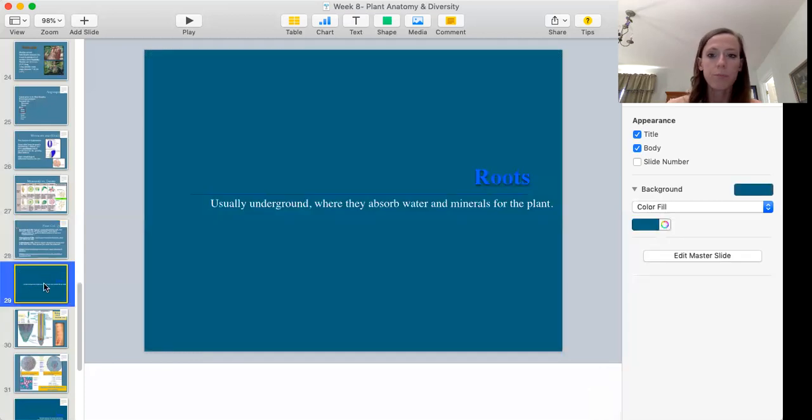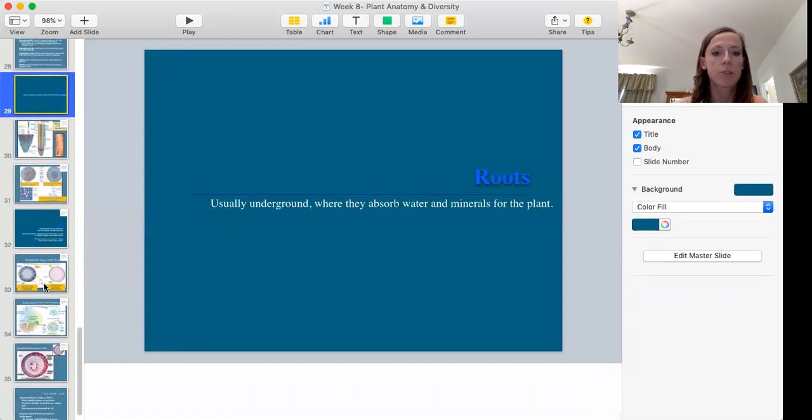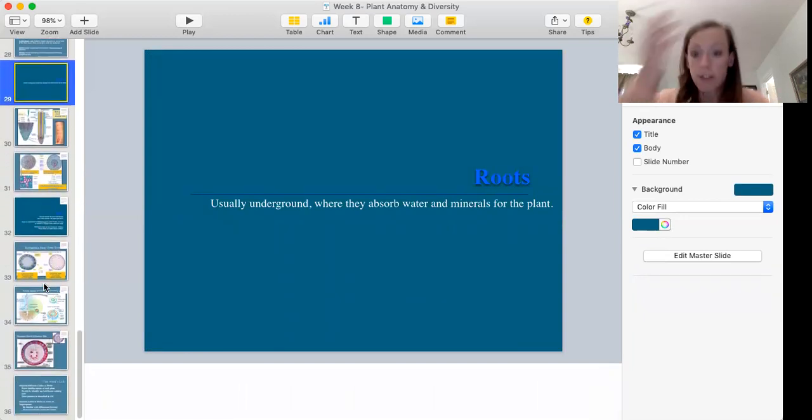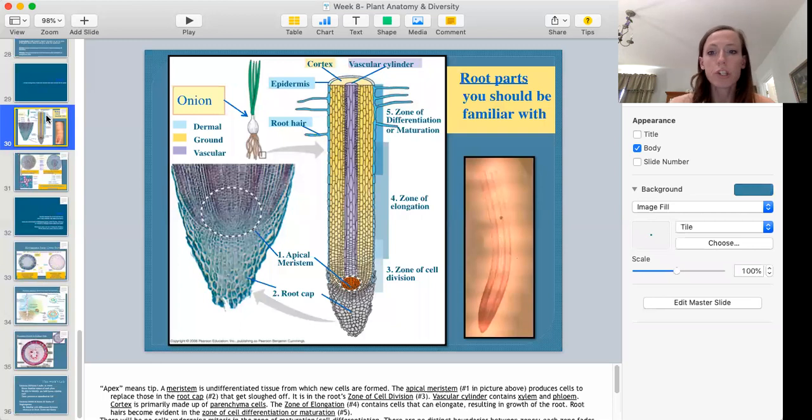Okay. All right, now let's look at roots and stems. First, we'll look at roots. Obviously, these are usually underground. They are able to absorb the water and minerals from the ground and take that up to the rest of the plant that needs water. You should be able to identify several different parts of our root.